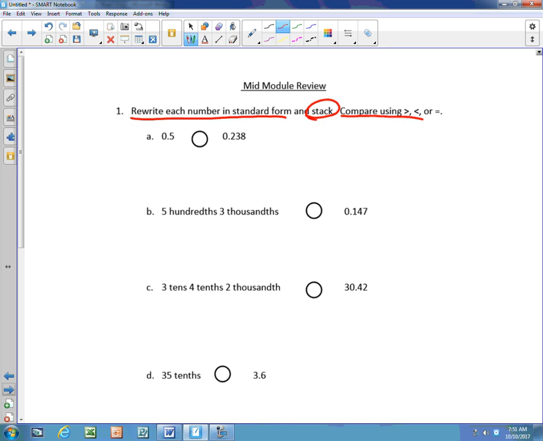So we have these two numbers right here. They're both in standard form, so I can just stack them. When I stack them, I line up the decimals to make it easier to compare. So I notice when I have this that there's two empty spaces here. And when I have an empty space, I fill it with zeros. So I look at these two numbers and I notice that this one is larger. So I put the is greater than symbol in the middle.